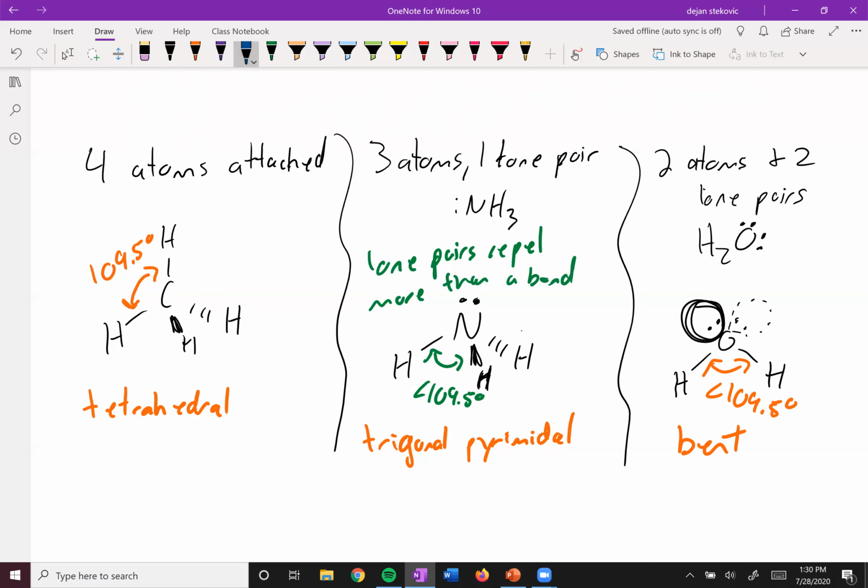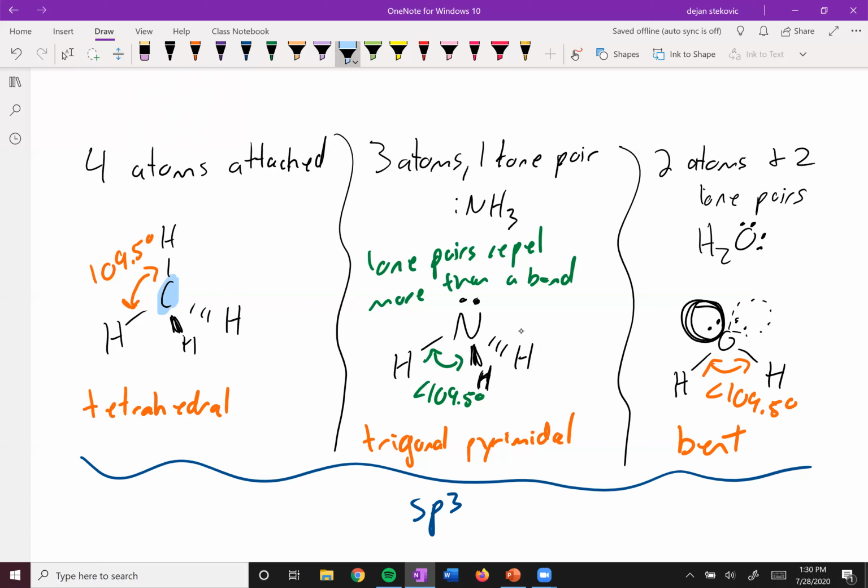And so you can see that all of these things have 4 things attached. So all of these central atoms are sp3 hybridized. When you're sp3 hybridized, you'll have that electron geometry of tetrahedral, but your molecular geometry might be tetrahedral, it might be trigonal pyramidal, or it might be bent.